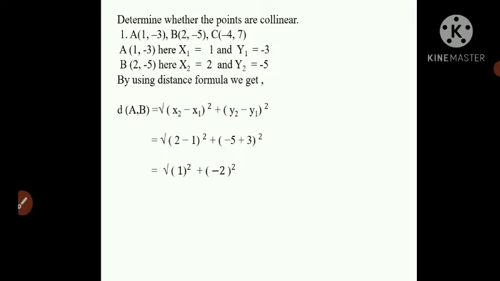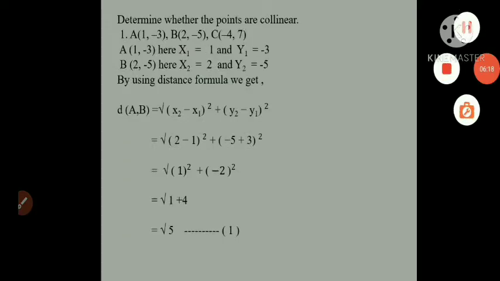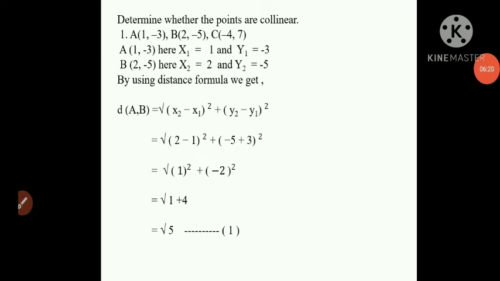Now further when I simplify, 1 square will be 1, minus 2 square will be 4. So 1 plus 4 will be root 5. So that will be my statement number 1. First I got the distance between AB, that is root 5. Now I will find the distance between BC.